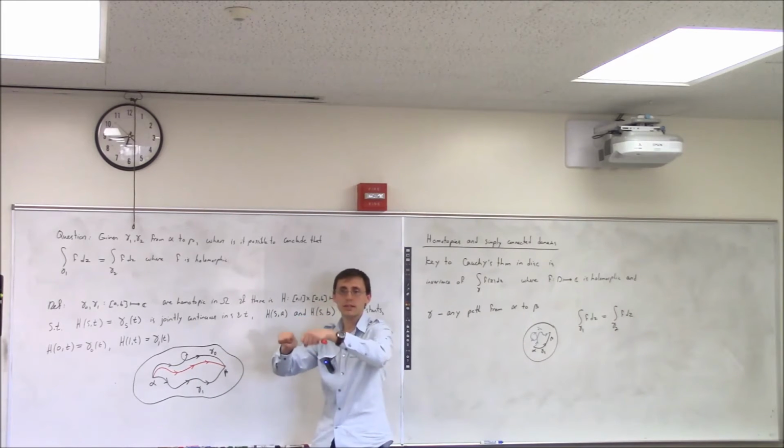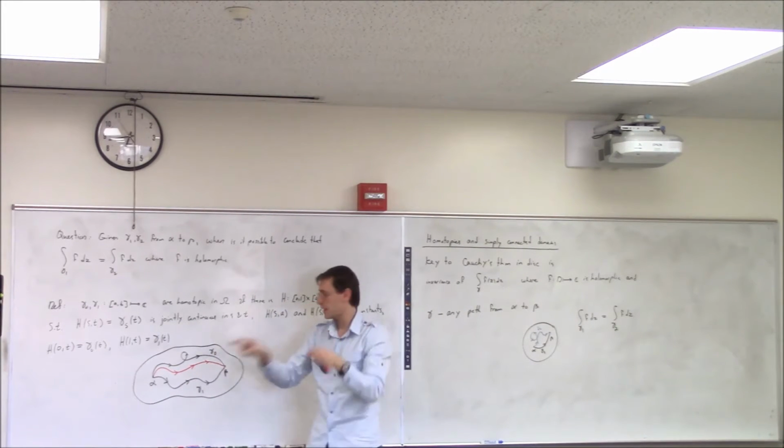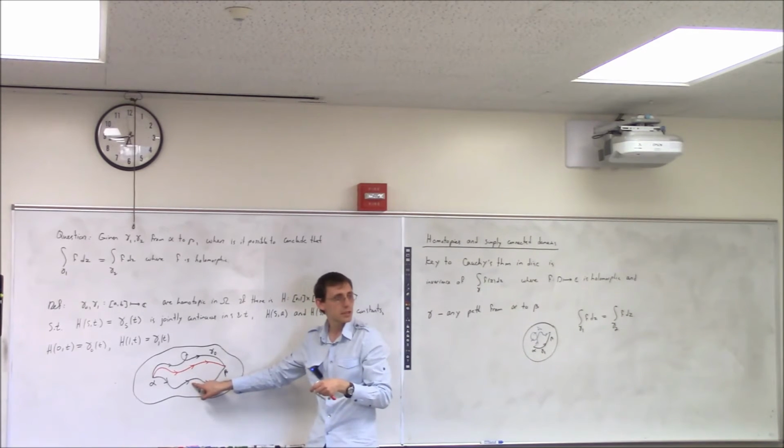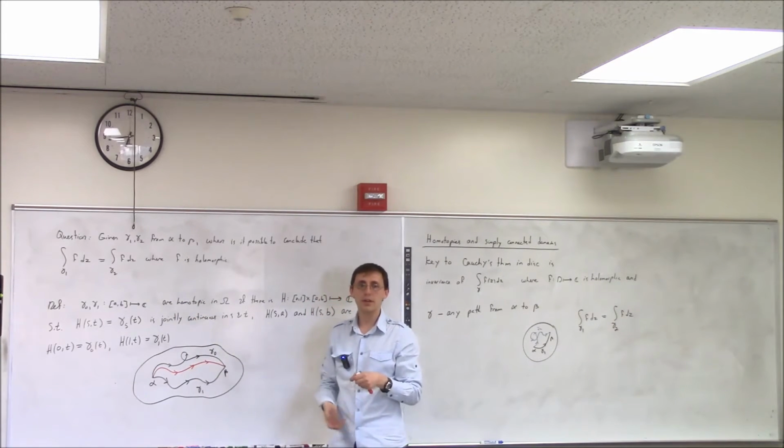I'm deforming it, right? So I'm taking this string like a rubber band, and I'm deforming it from here slowly, gradually, until it becomes this. That's the idea of homotopy, right?